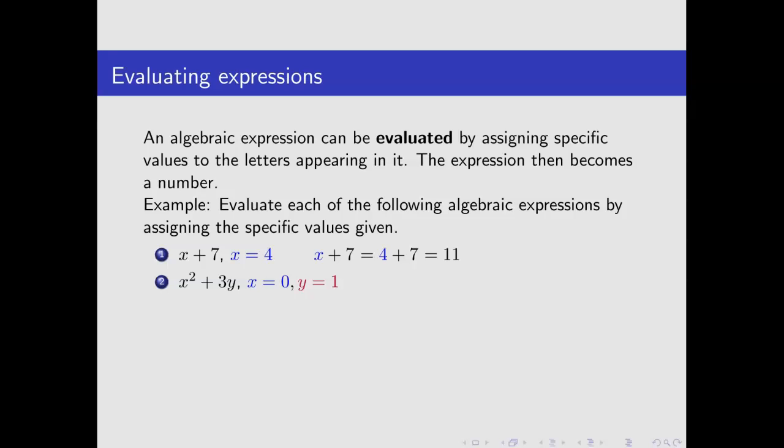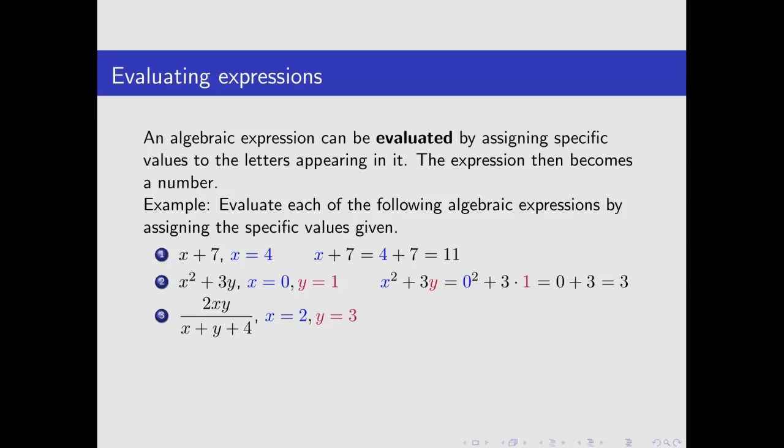Next, we're going to look at x squared plus 3y. We're going to evaluate that with x equals 0 and y equals 1. So where we have x, we're going to replace it with 0, and where we have y, we're going to replace that with 1. So that's going to give us 0 squared plus 3 times 1, which gives us 0 plus 3, which is 3.